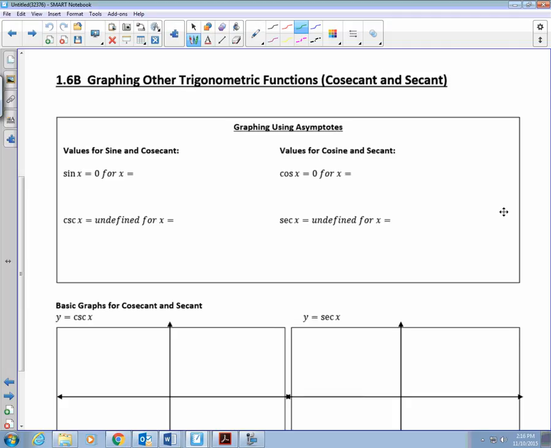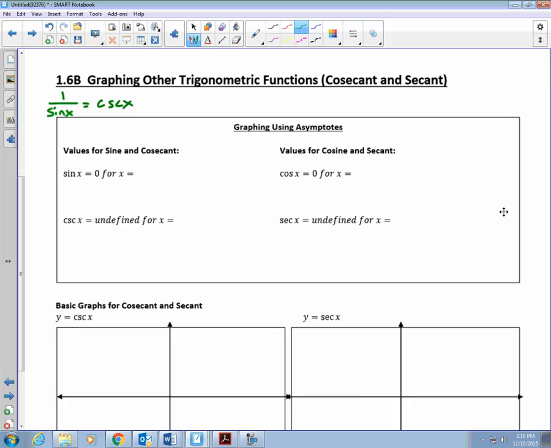Okay, the first thing that we need to do is remember that 1 over sine of x is equal to cosecant of x. They are reciprocals. Okay? They are reciprocals. One over the sine of x is equal to cosecant of x. CSC.